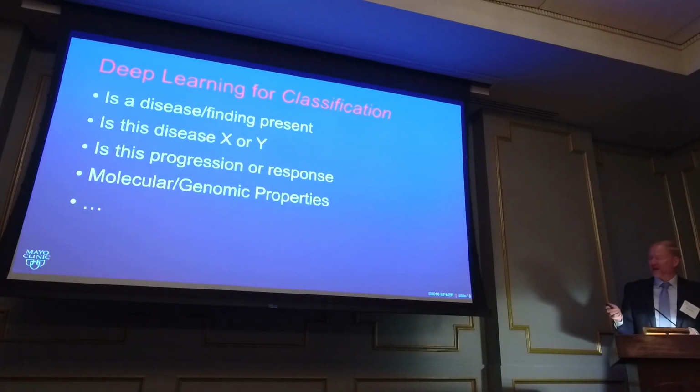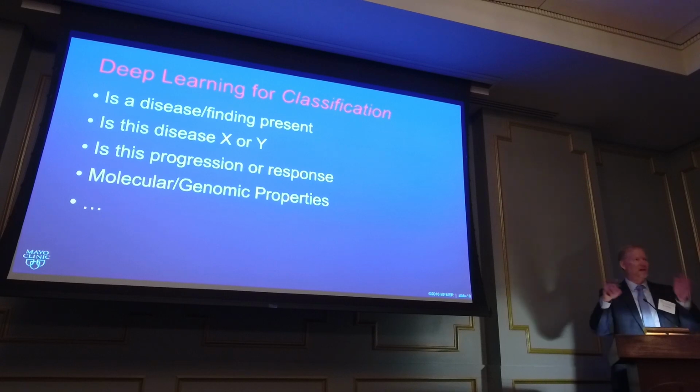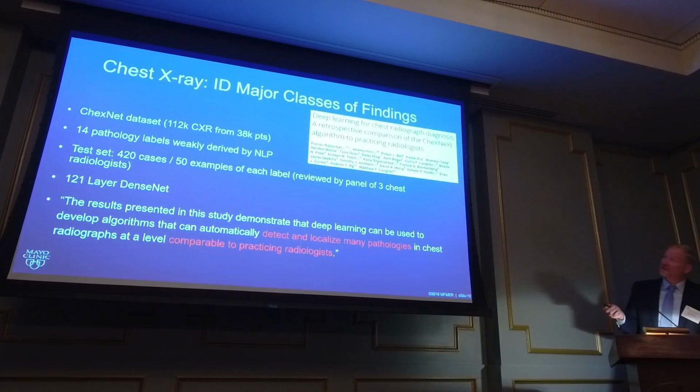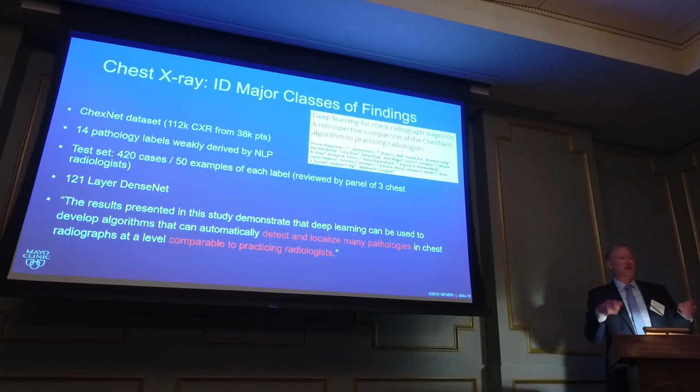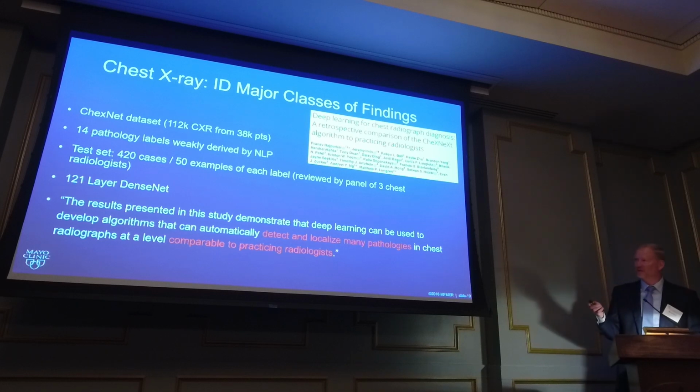Deep learning for classification. So again, classification basically means it's an X or it's a Y, but what exactly X or Y is depends on how you set up the question. And so you can set up that question many different ways. One example of that is for chest X-rays. This was a very nice study done out of Stanford where they used essentially looking for common terms in radiology reports. They didn't have a human look at it for the vast majority of these. They said, just get us in the ballpark of whether the diagnosis is present on this chest x-ray.